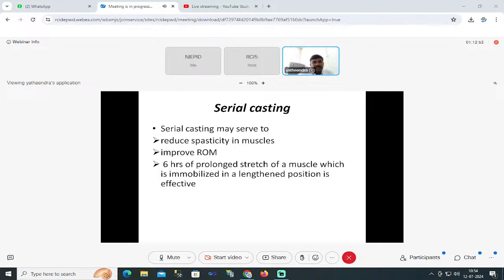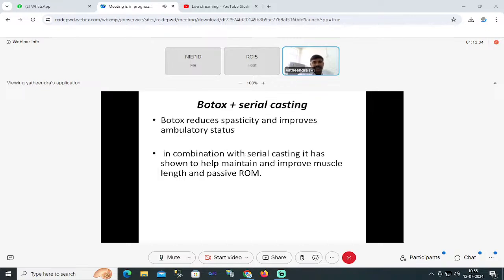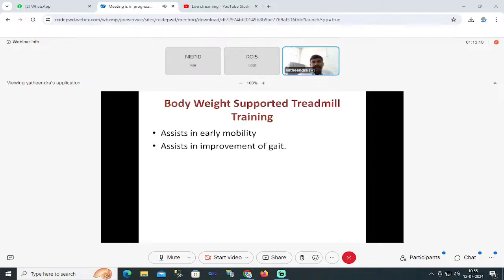Then serial casting. This is another technique that is helpful in reducing the spasticity. As I mentioned, it is serial casting. It is not like one time you need to do casting; it is serial, depending upon the response. Then we can use the drugs, that is Botox plus serial casting. Both can be used to reduce the spasticity.